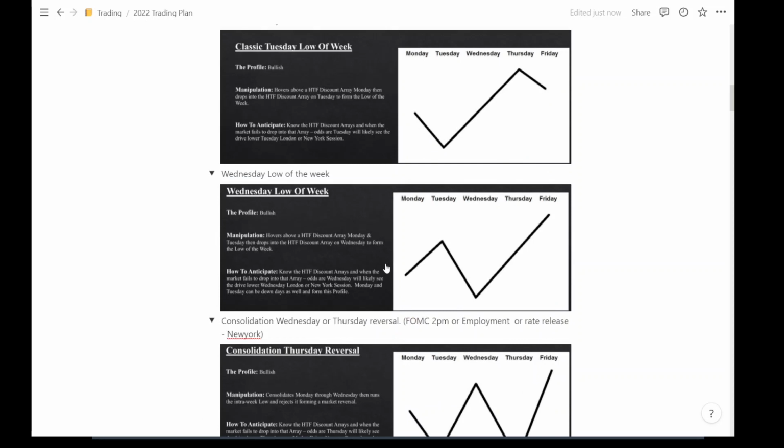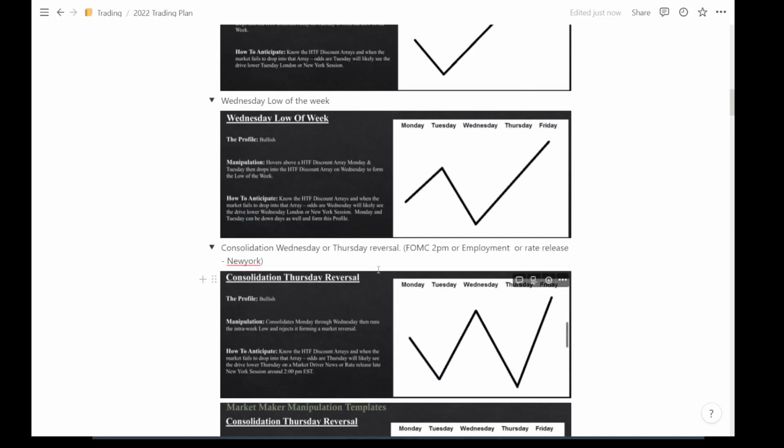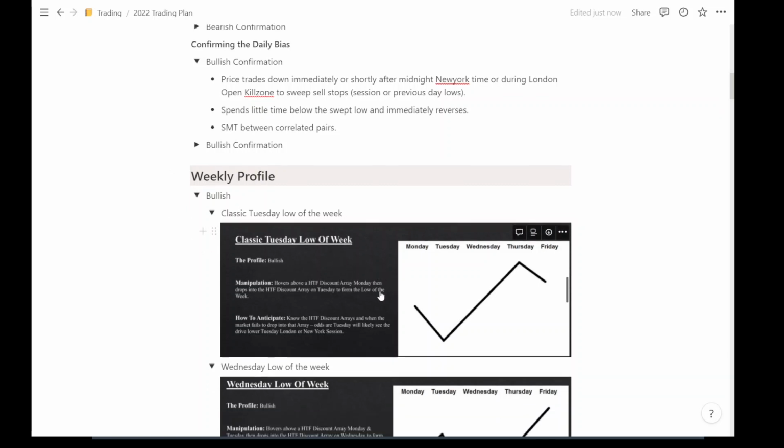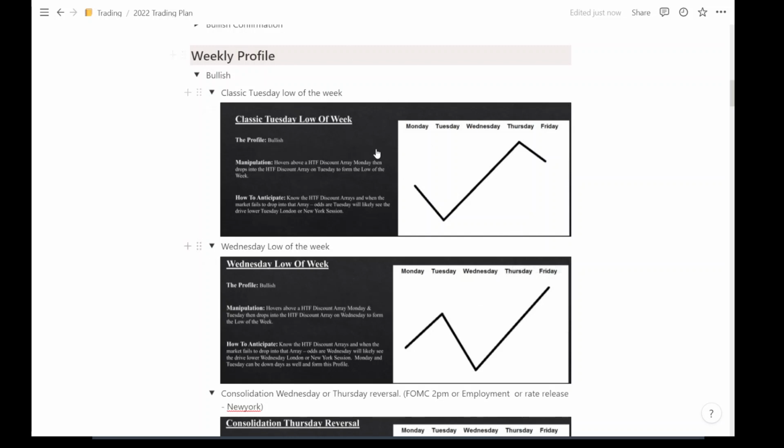So let me just do a little bit of a recap. Once I determine what my bias is for the week, I will look at all these templates based on where the position of the profile is, depending on where the weekly PDRA is on the chart. Then I'll try to take a guess of which of these profiles is likely going to play out for that week.